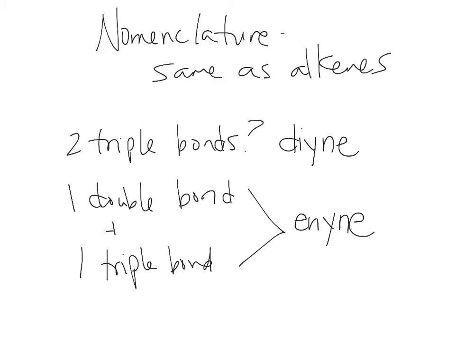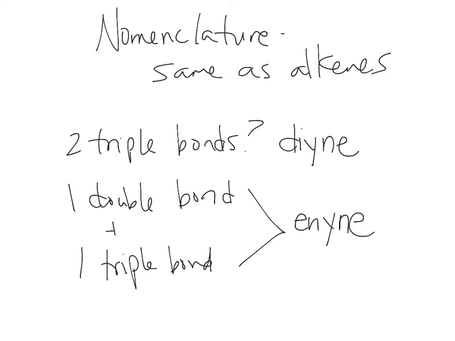And an enyne is numbered as follows. You number the chain to give the first site of unsaturation the lower number, so the alkyne doesn't always have to have the lowest number. The alkene could have the lowest number, but whichever unsaturated carbon is closest to the end of your longest chain is going to be the way that you number your chain.